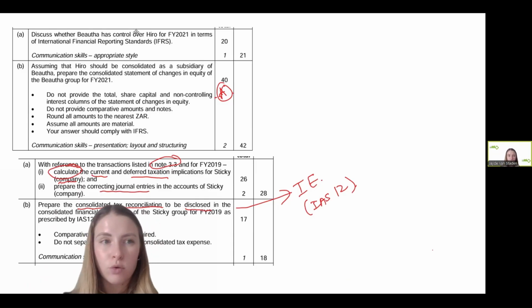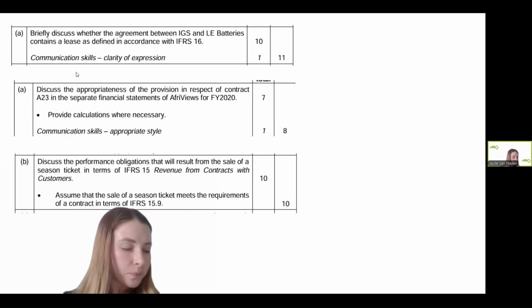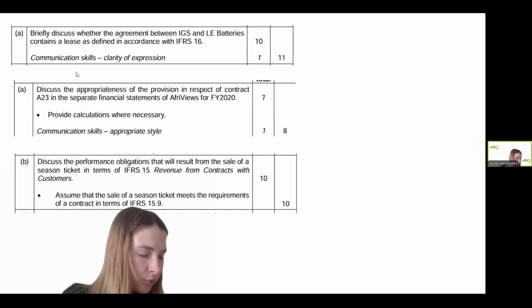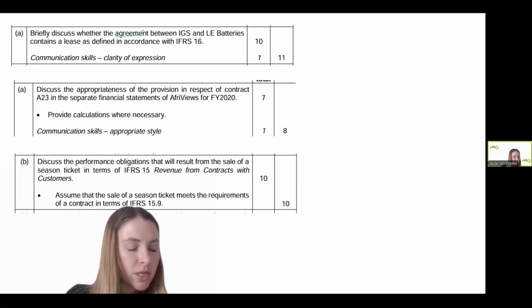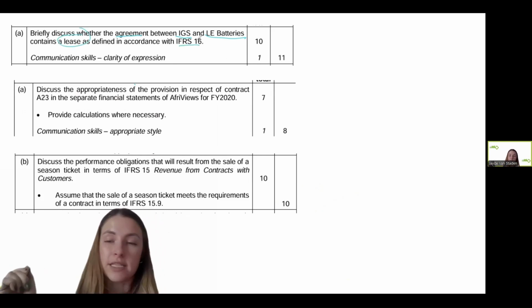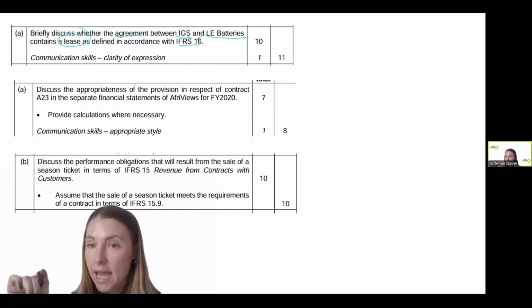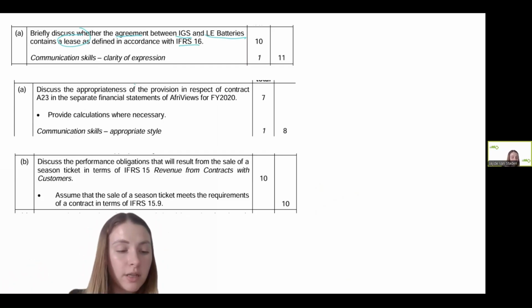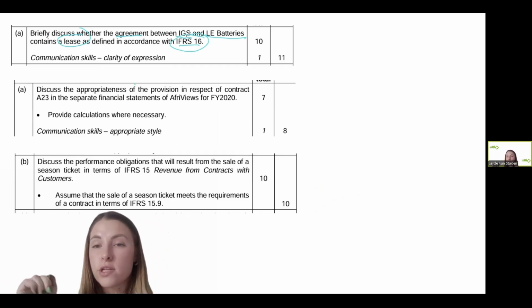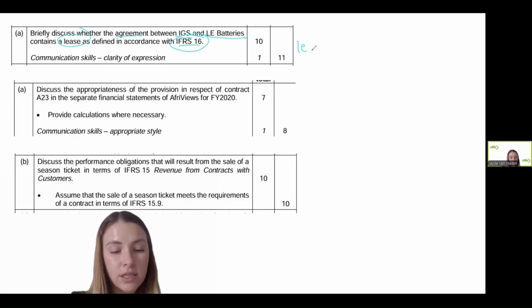I think I've got one more slide for us to look at. Okay, so here we've got: briefly discuss whether the agreement between IGS and LE Batteries contains a lease as defined in accordance with IFRS 16. Now, again, we've got a discussion question. They are referring us to IFRS 16, and we need to discuss whether it contains a lease, okay?